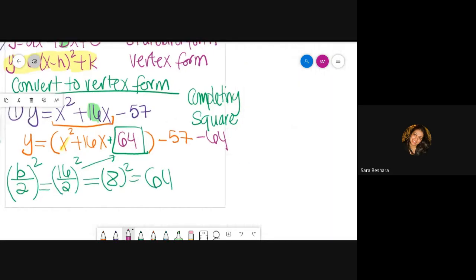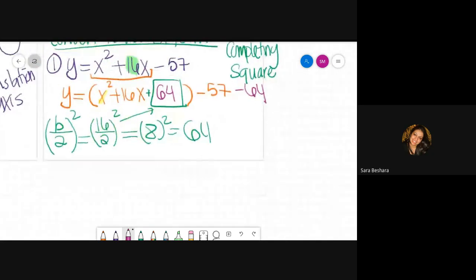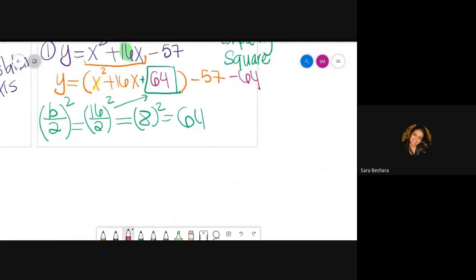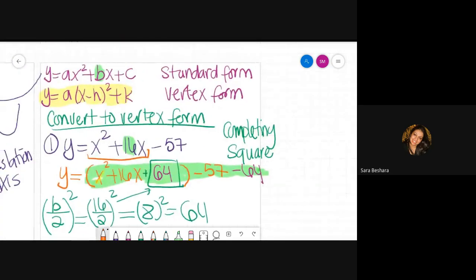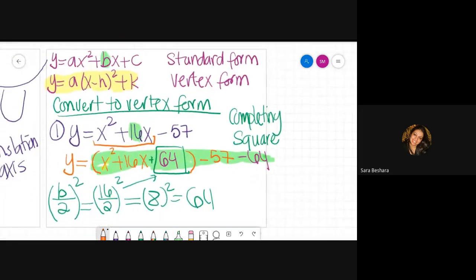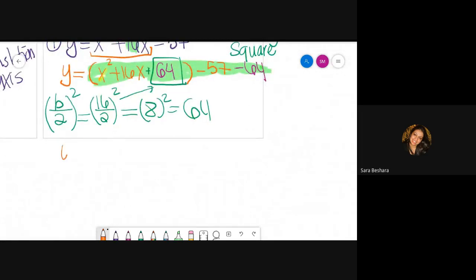Okay? So now from here, I'm going to go ahead and simplify what I'm going to highlight in green. So I'm going to simplify this. And again, your goal is to look at the vertex form. So let's see. So y equals, I want to have something squared plus k. We know this is always x. This really doesn't change.